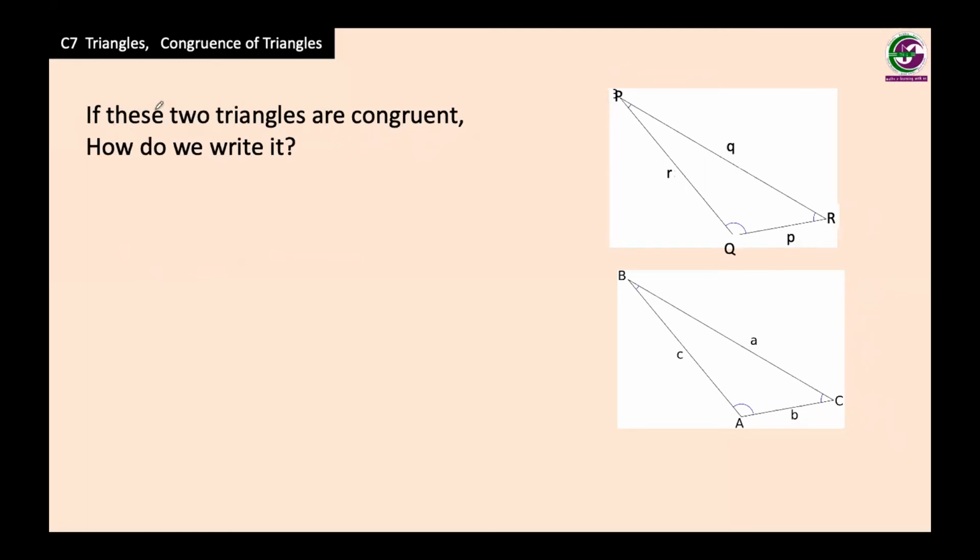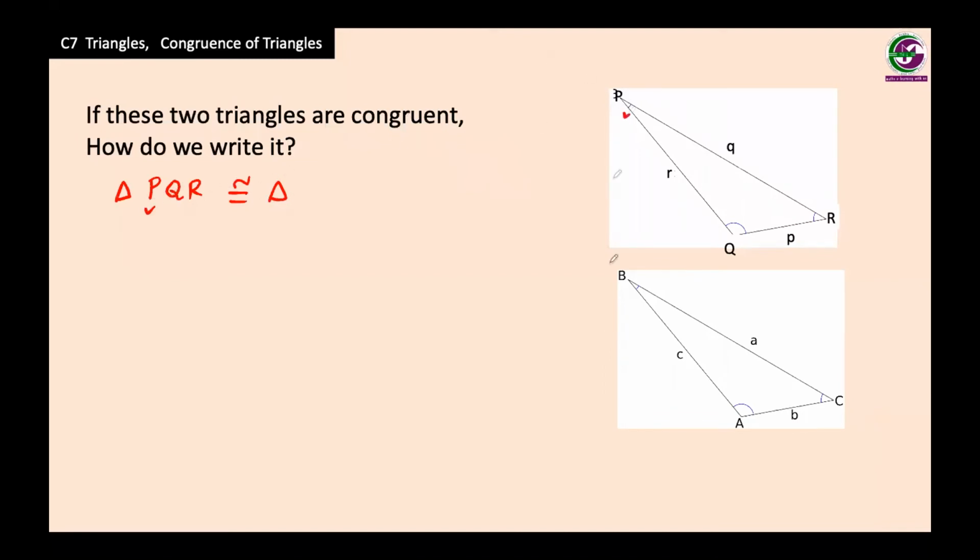It's given that two triangles are congruent. These two triangles are congruent. How do we write it? So, as we said, first we can write triangle PQR. PQR congruent to triangle... Until this stage, we can just write it so fast. Now we have to be careful. Which two angles are equal? First letter is P.